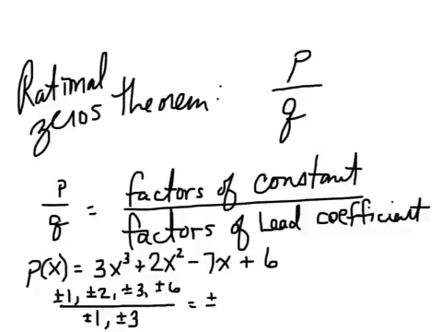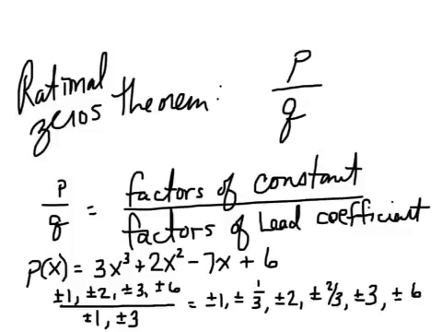So 1 divided by 1 is 1. 1 divided by 3 is 1/3. 2 divided by 1 is 2. 2 divided by 3 is 2/3. 3 divided by 1 is 3. 3 divided by 3 is 1. I already have it, there's no need to write it again. Plus or minus 6, because 6 divided by 1. And then 6 divided by 3 is 2. I don't need to write it. Here's my list of possibles.